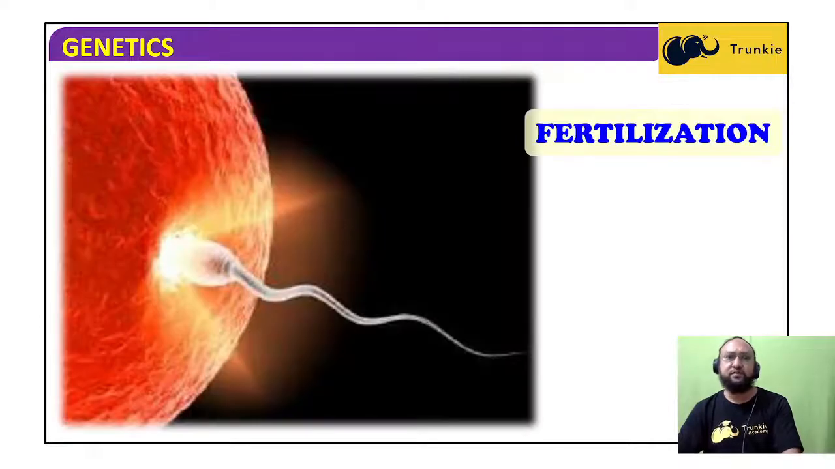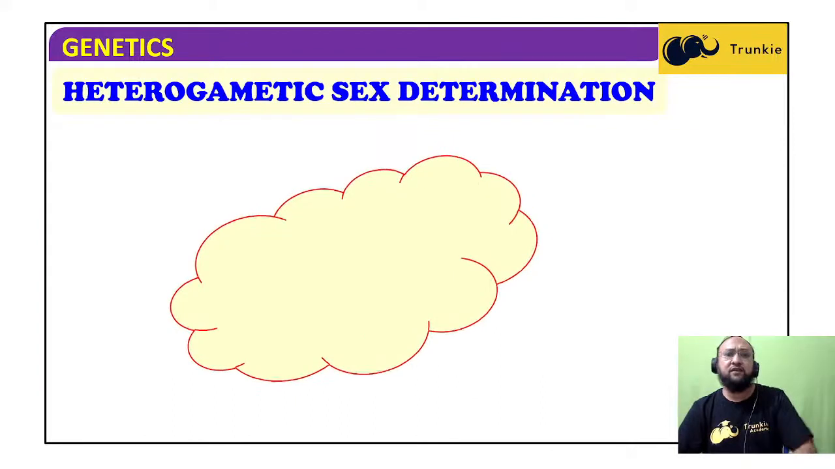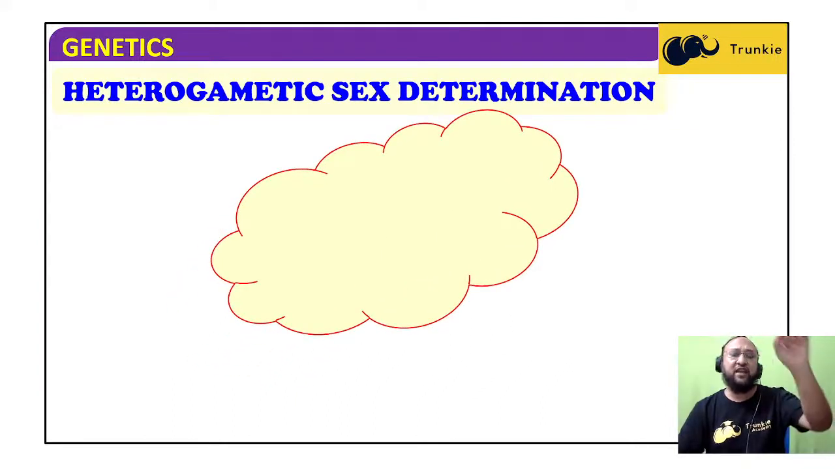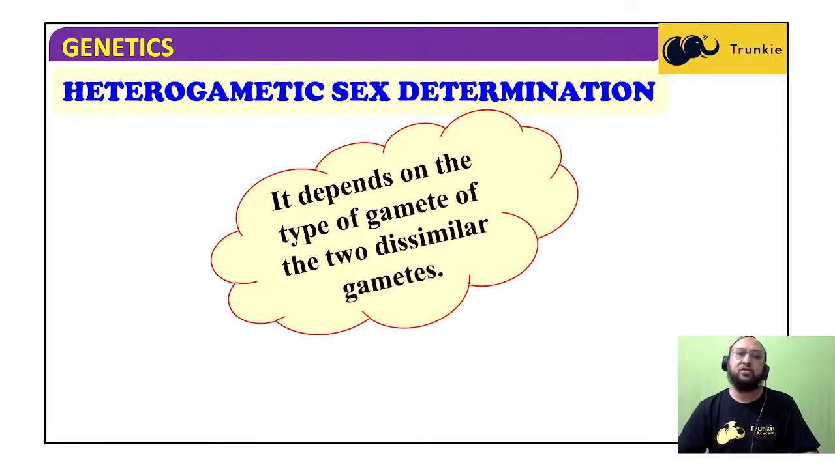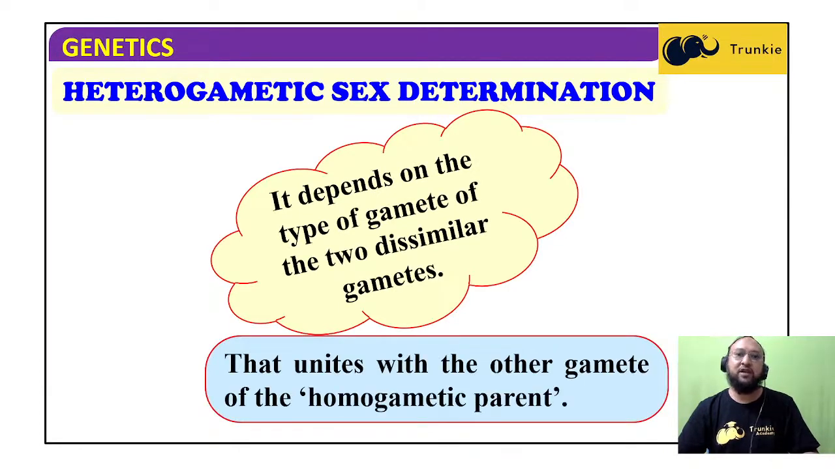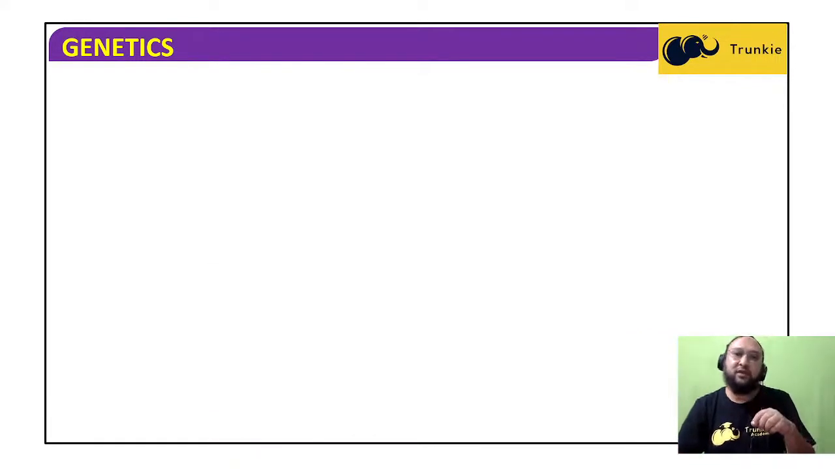Fertilization means that it is going to fertilize the egg cell. The first sperm cell which finds the egg cell fertilizes it. It depends on the type of gamete, the two dissimilar gametes, that unite with the gametes of the homogametic parent. The homogametic parent means the female, which produces only one kind of gametes with only X chromosomes. So it depends on which one is going to fertilize.